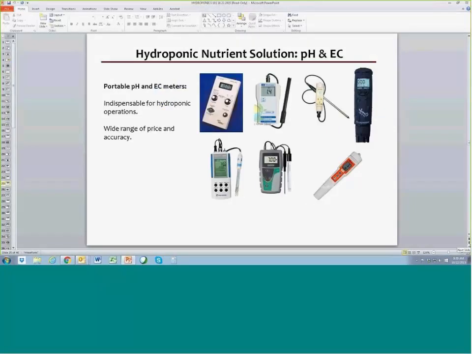And here you see several portable meters for pH and EC. They are quite inexpensive, ranging from $100 to $300, $400. You can go up to $1,000. That's expensive, but those meters are important for any hydroponic system. Next.